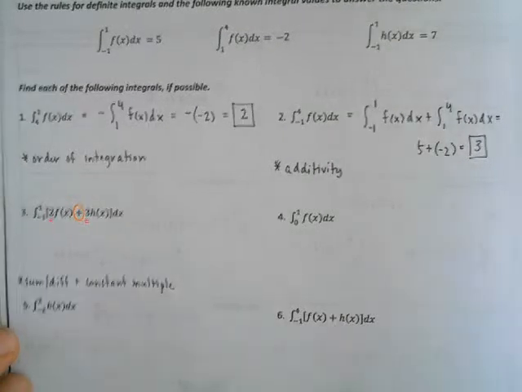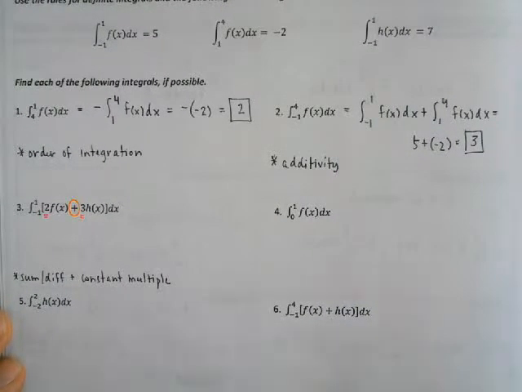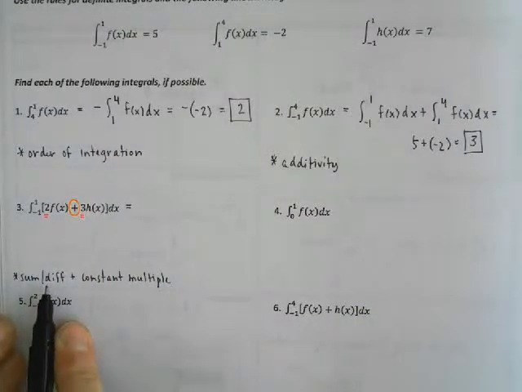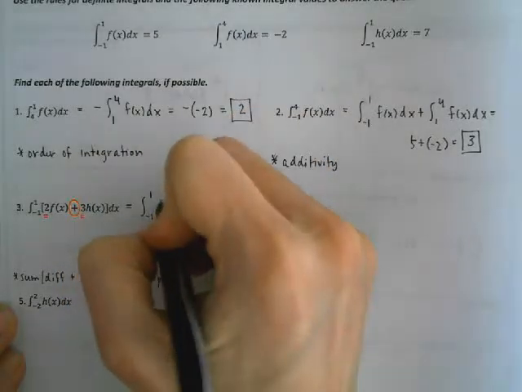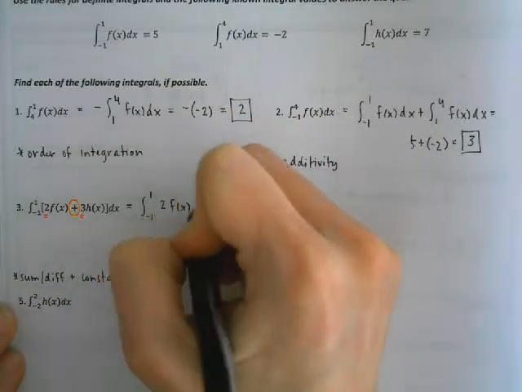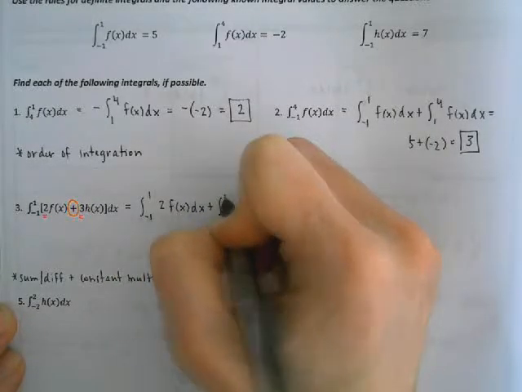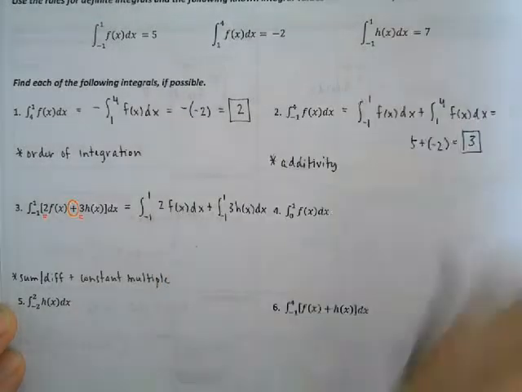So if I were to show all the steps here, and ultimately you won't need to do this, I'm just showing it to illustrate it now. So really what we have here, I'm going to use my sum or difference rule first to split this up. So I'm going to have the integral from -1 to 1 of 2 times f of x dx plus the integral from -1 to 1 of 3 times h of x dx.